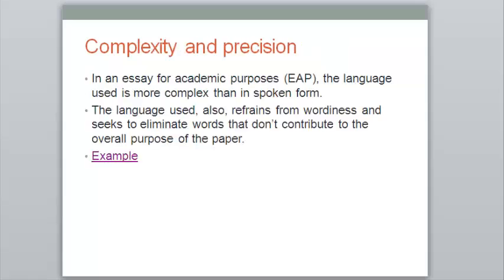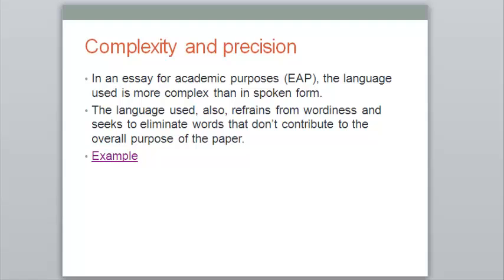In an essay for academic purposes, the language used is more complex than in spoken form. You're likely already familiar with this. When you're talking to somebody, the words that you use are often more wordy, and perhaps some of the words that you're using are unnecessary. When you're speaking to somebody, it's spur of the moment. You don't really have the opportunity to sit down and reflect upon what you're going to say. It just kind of comes out as you're reacting in the context.